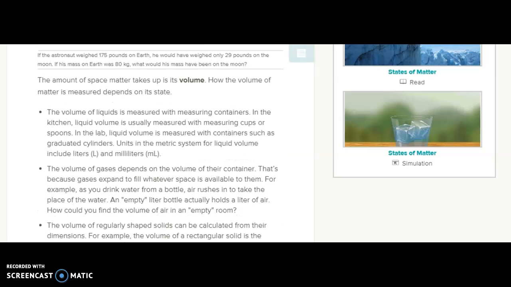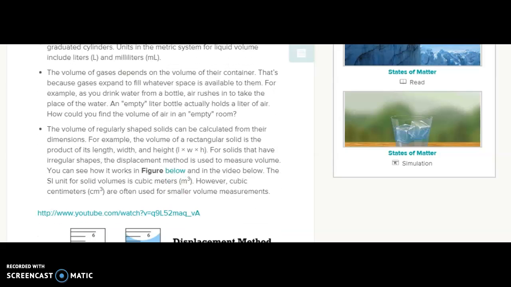The amount of space matter takes up is its volume. How the volume of matter is measured depends on its state. The volume of liquids is measured with measuring containers. In the kitchen, liquid volume is usually measured with measuring cups or spoons. In the lab, liquid volume is measured with containers such as graduated cylinders. Units in the metric system for liquid volume include liters and milliliters.